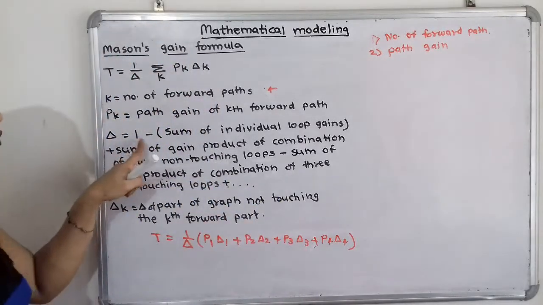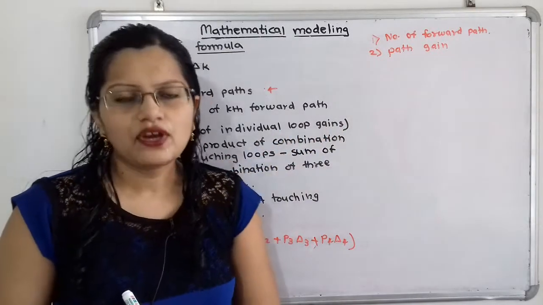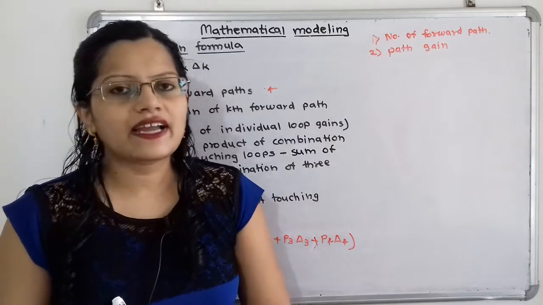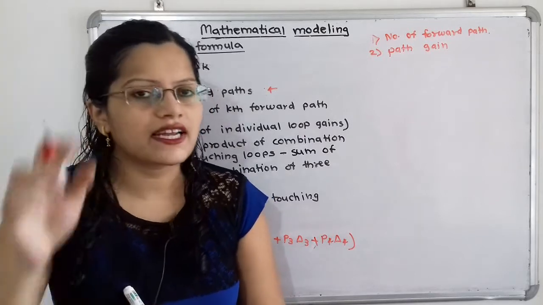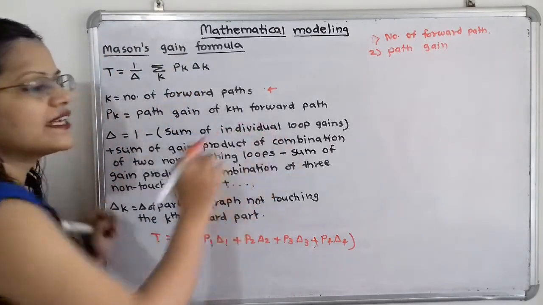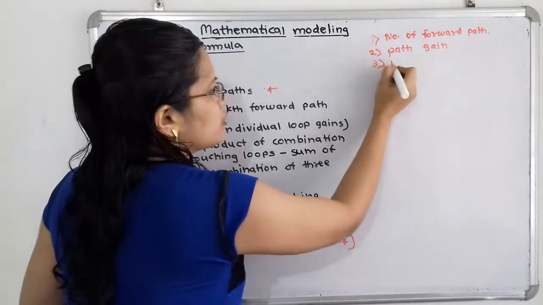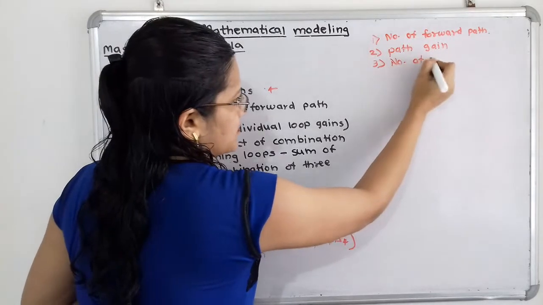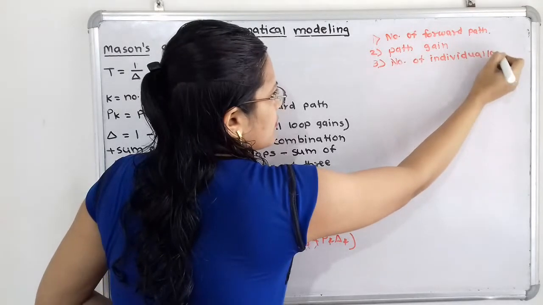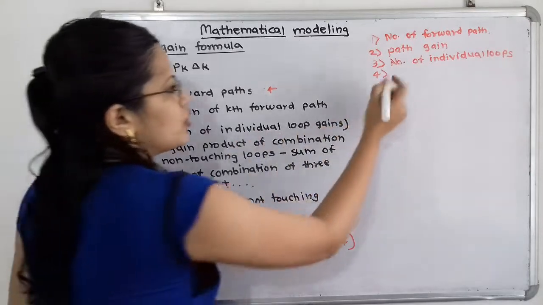So here is the formula for how to find the value of delta. Delta is equal to 1 minus, in the bracket, sum of individual loop gains. So what is the meaning of loop gain? That is the gain product of all the branches contained in that loop. For that we have to first find out how many individual loops are there. So the third point is that we have to find out the number of individual loops. And then from this we will find out the individual loop gains.